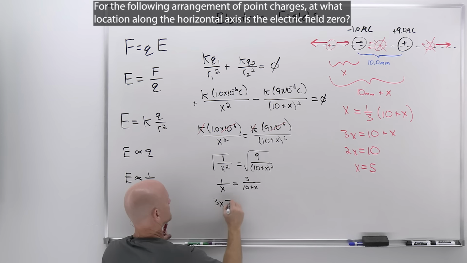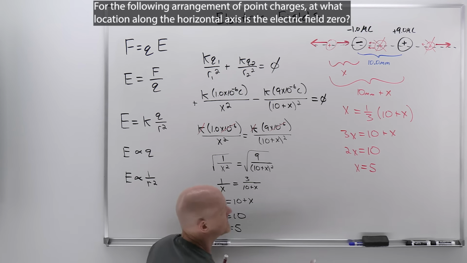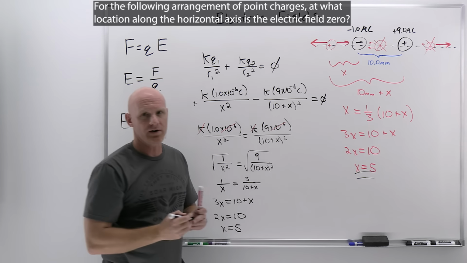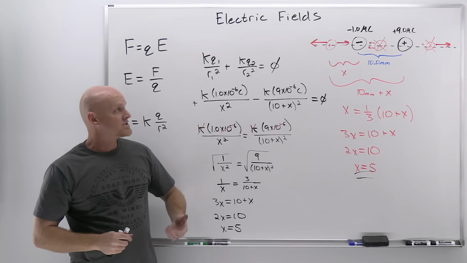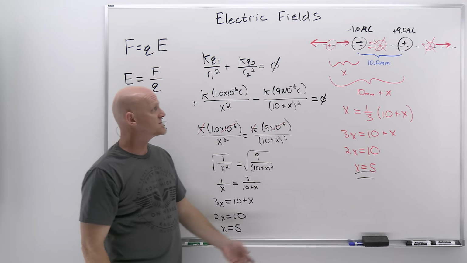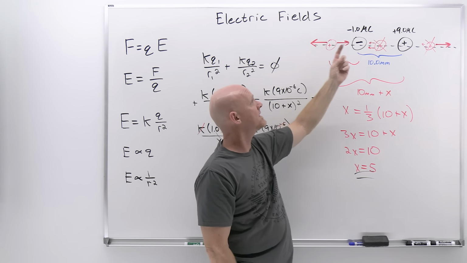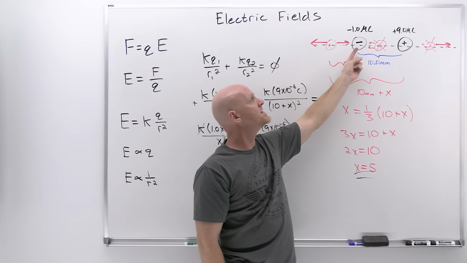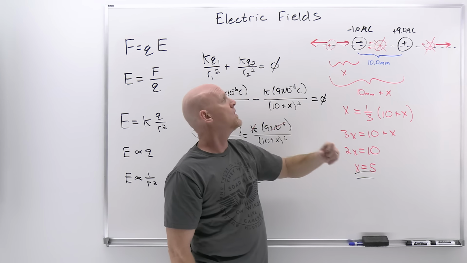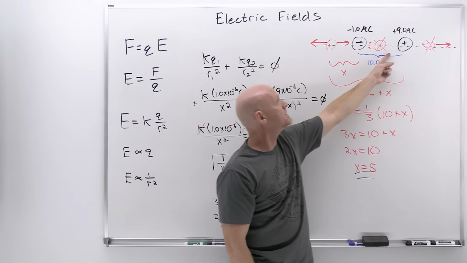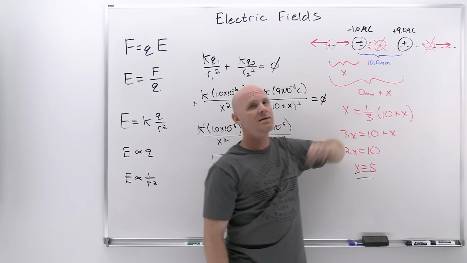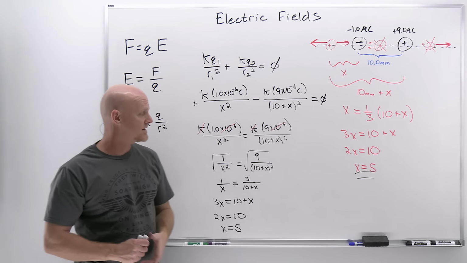We'll get 3x equals 10 plus x. I'll subtract off x, and I'm going to get 2x equals 10. And once again, x equals 5, just like we saw here. But ultimately, the final answer could be phrased in a couple of different ways. We could say that the location where the electric field is 0 is at a point in space located 5 millimeters left of the negative 1 microcoulomb charge, or it's at a location in space 15 millimeters to the left of the positive 9 microcoulomb charge. Either one of those obviously correct.